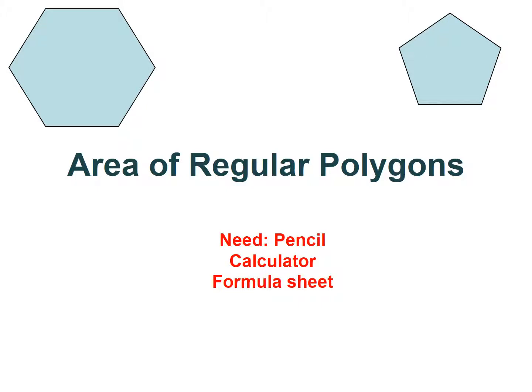Hello, ladies and gentlemen. Today we're going to talk about area of regular polygons. Regular again means all sides are congruent, and polygon is a many-sided shape. So you're going to need your calculator, you're going to need something to write with, and you're also going to need the foldable.